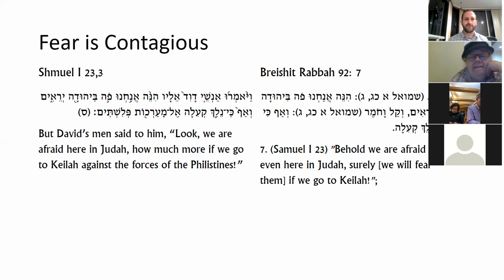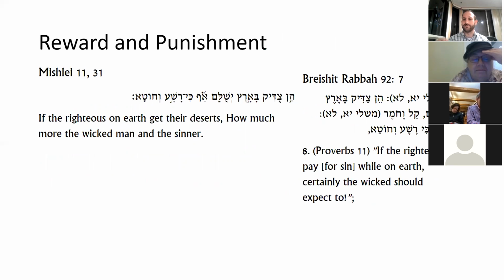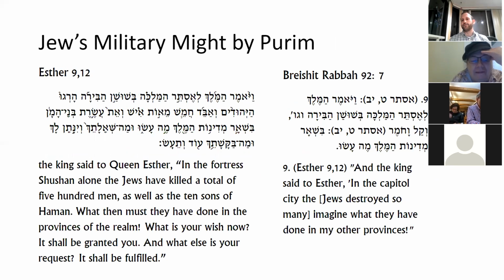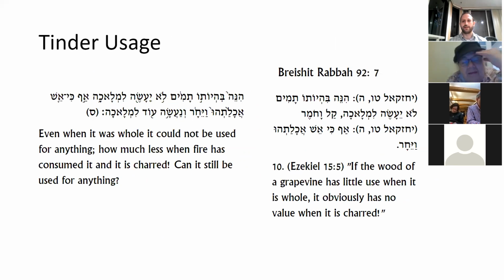So that was 5 and 6. 7 is David's men being scared. We're scared of Shaul. Of course, we're scared of the Plishtim. Number 8 is reward and punishment. 9 is the military might of the Jews in the Purim story. 10 is use of grapevine wood.